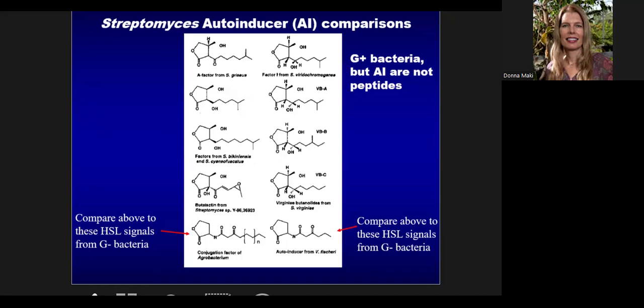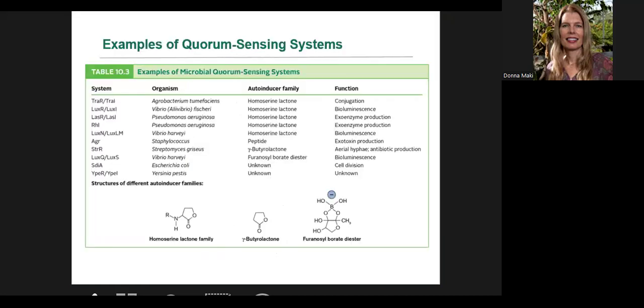All right, so here are a variety of gram-negative and gram-positive. Oh, there's the word gamma butyrolactone. The Streptomyces. And then, yeah, they're just showing you the basic structure of the different chemical signals.